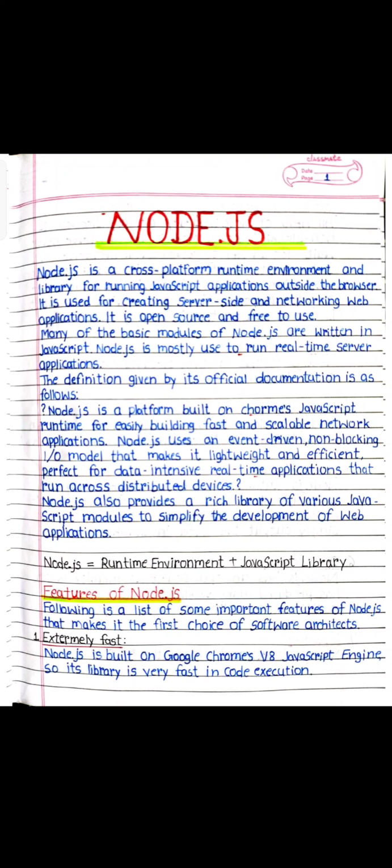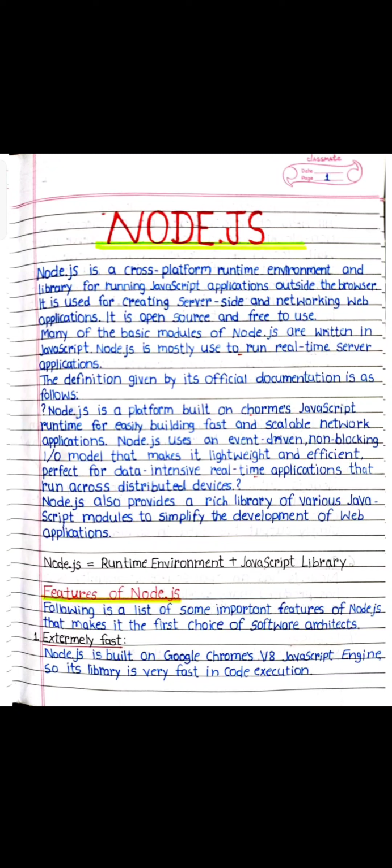Node.js uses an event-driven, non-blocking I/O model that makes it lightweight and efficient, perfect for data-intensive real-time applications that run across distributed devices. Node.js also provides a rich library of various JavaScript modules that simplify the development of web applications. Node.js equals runtime environment plus JavaScript libraries.